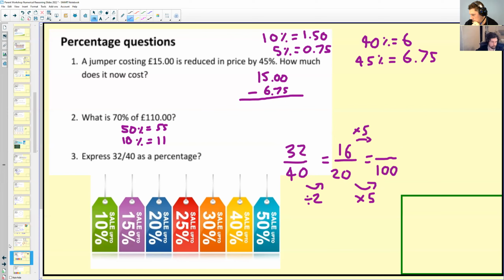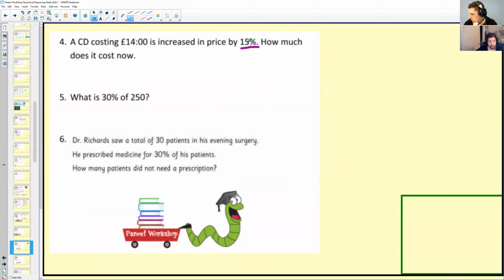Any other questions I wanted to look through? Again, increasing in price, just making sure I work out 15% and I add it on. Identifying that keyword, what do I do? What is 30%? For this, I'd work out 10%, times it by 3. So working out what 30% is.